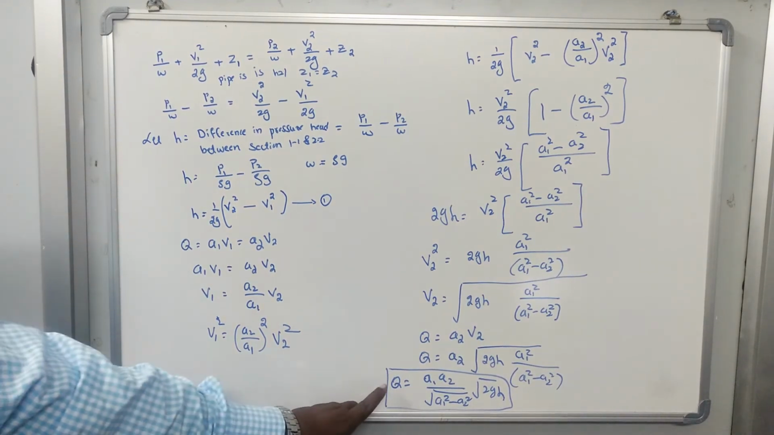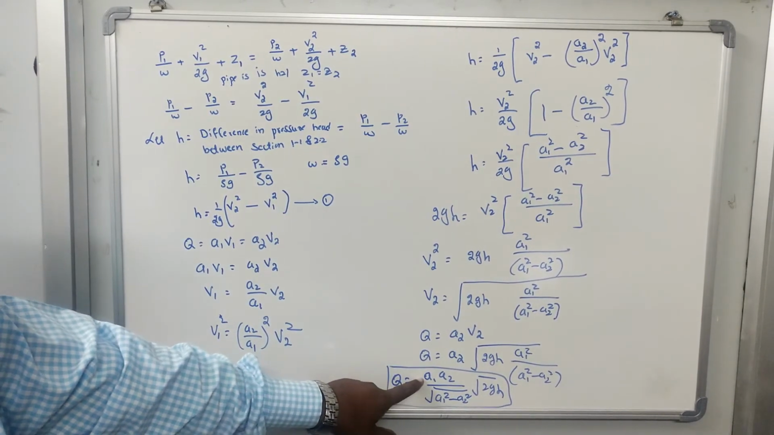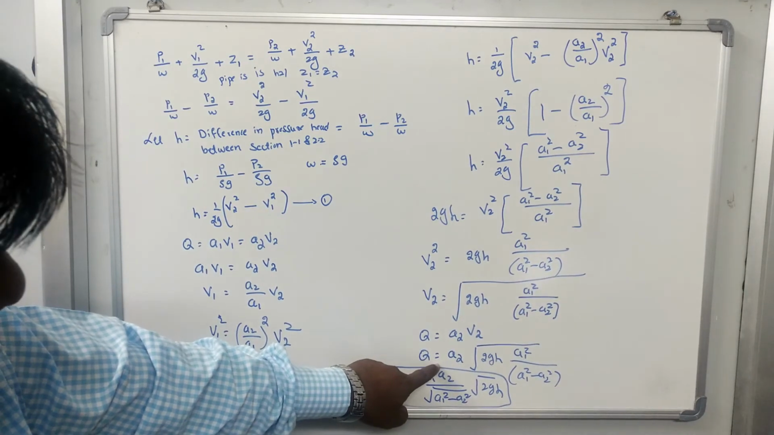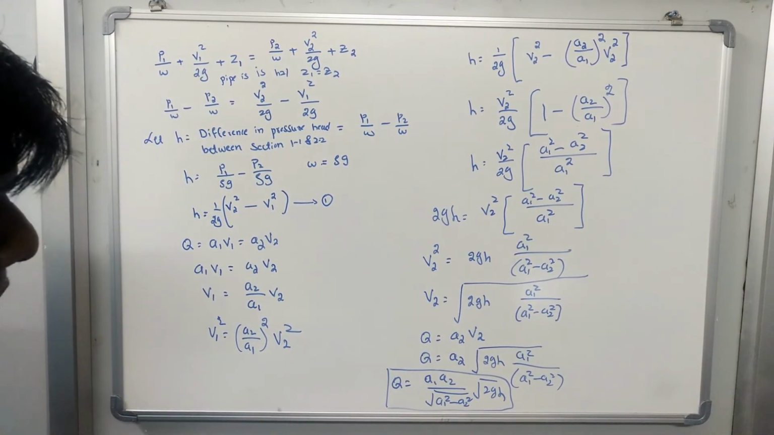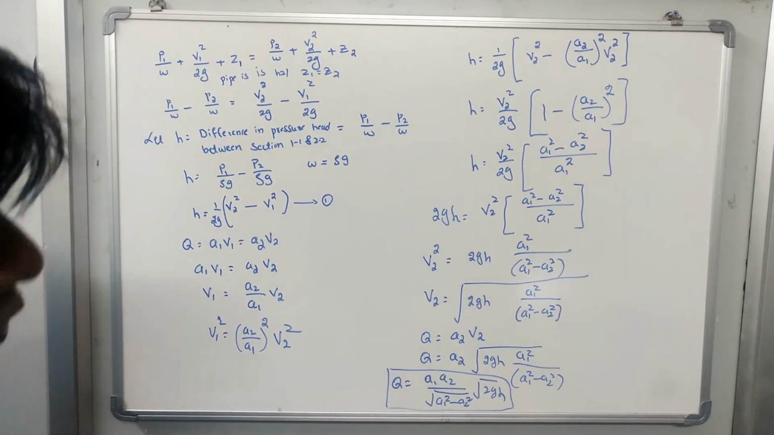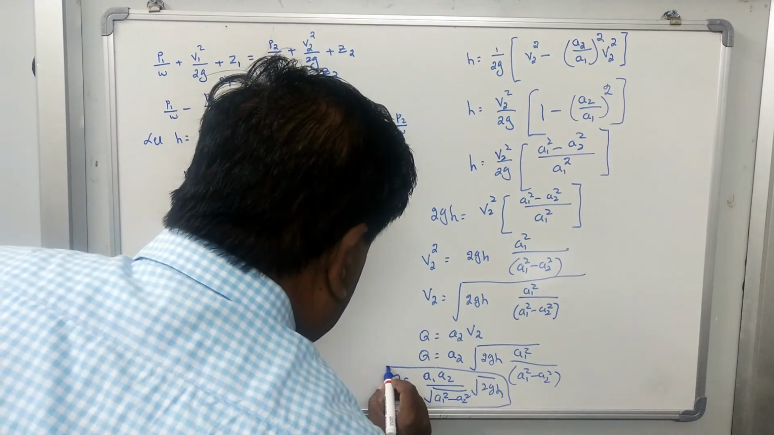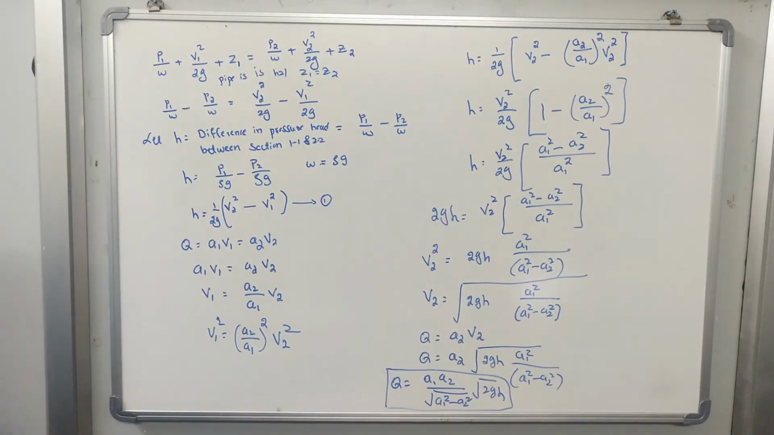That is, discharge Q is equal to A1, the area of the pipe at section 1, A2 is the area of the pipe at section 2, divided by square root of A1 square minus A2 square, times square root of 2GH. So this is the equation we use to calculate discharge inside the pipe.